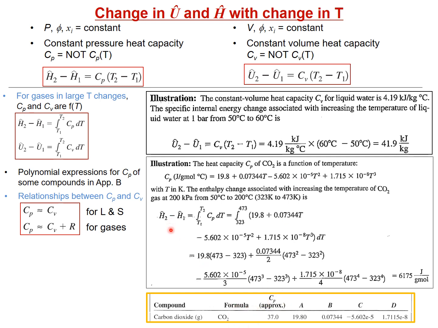So let me try to calculate it. H2 minus H1 is the integration of Cp with respect to temperature from 323, that is 50 Celsius degrees, to 473, which is 200 Celsius degrees, with the function of temperature, which is the heat capacity at constant pressure, dT. Then you could calculate the value of the enthalpy change.